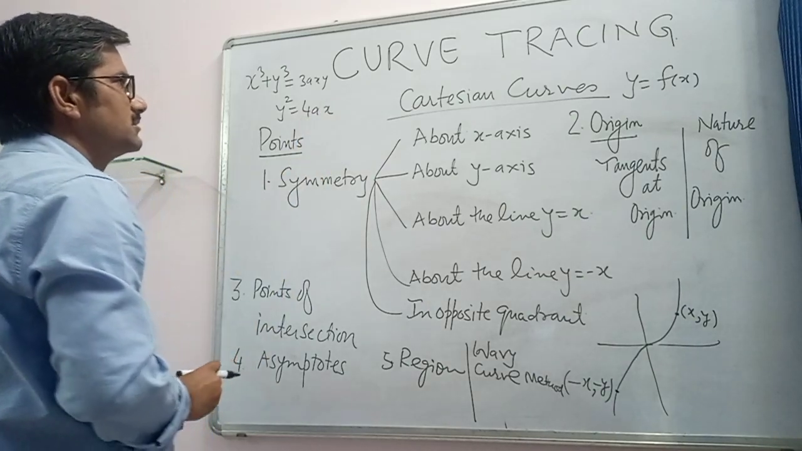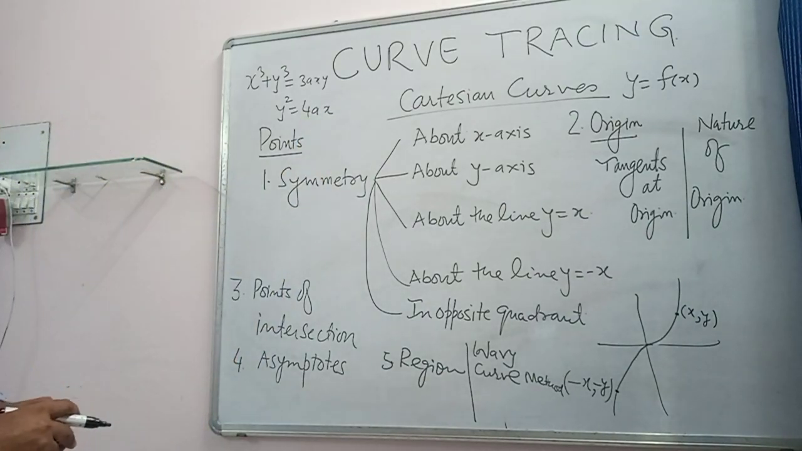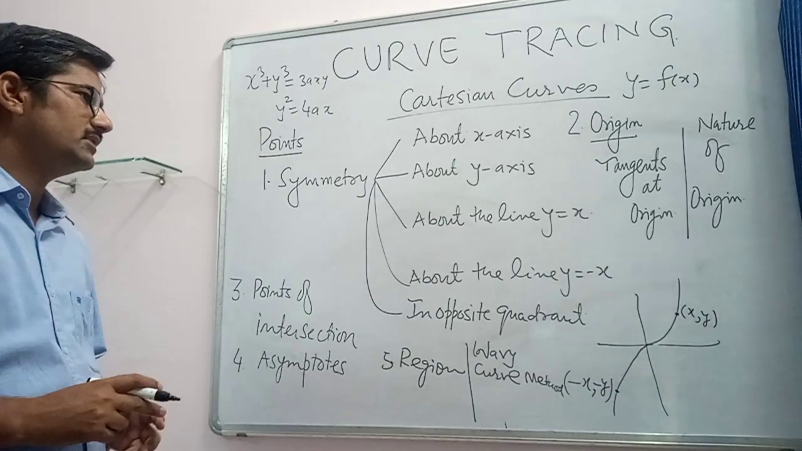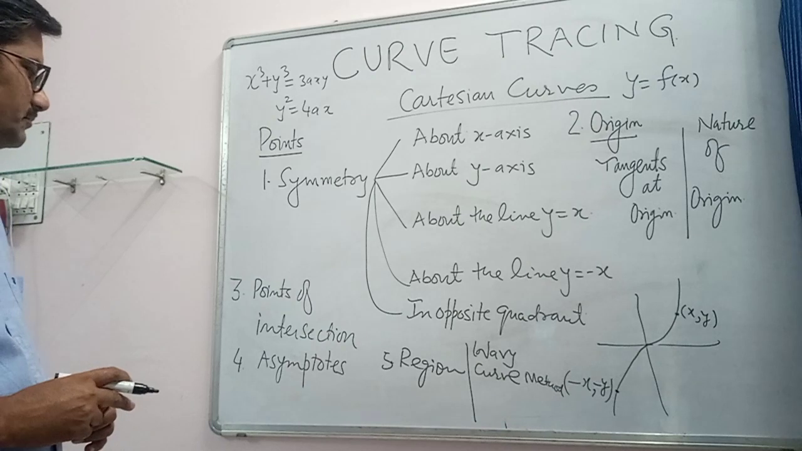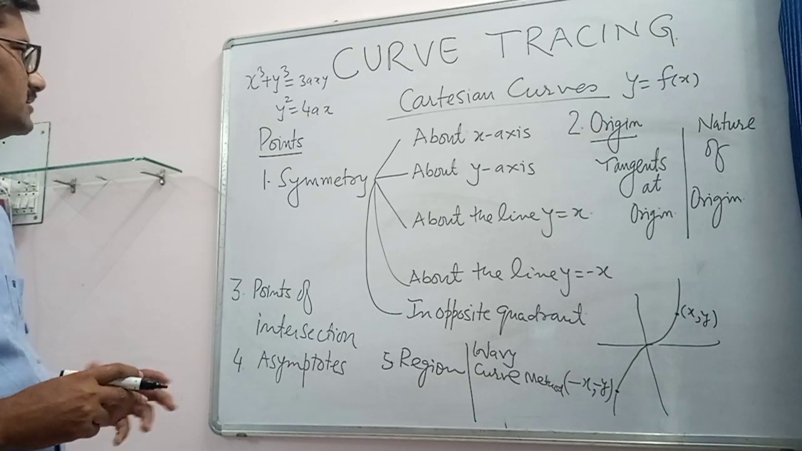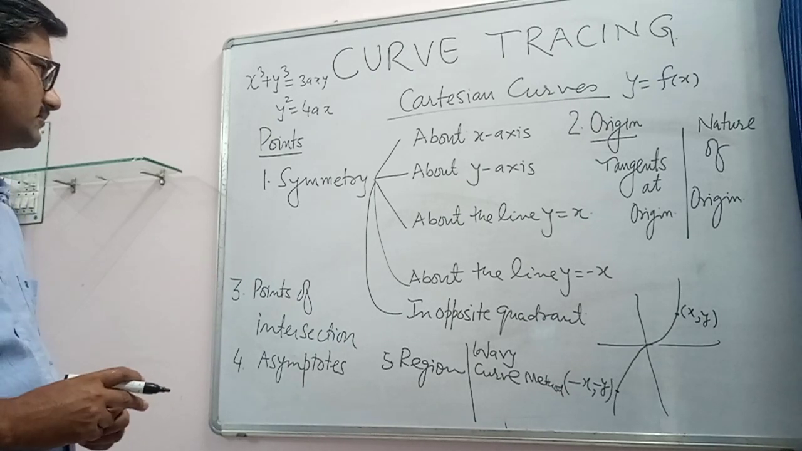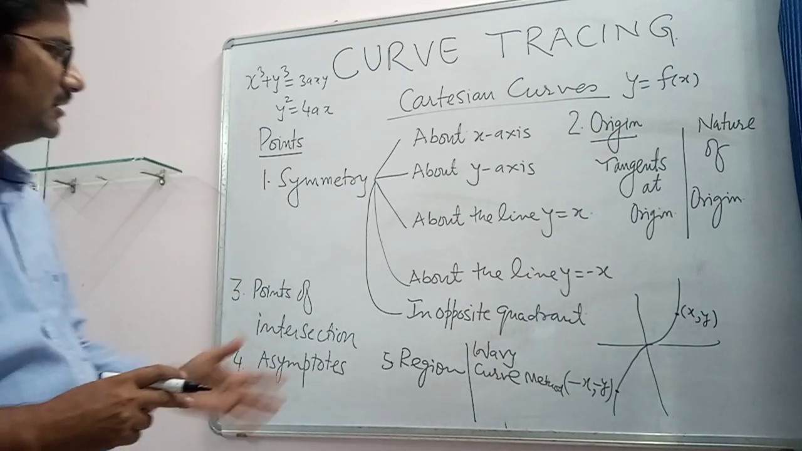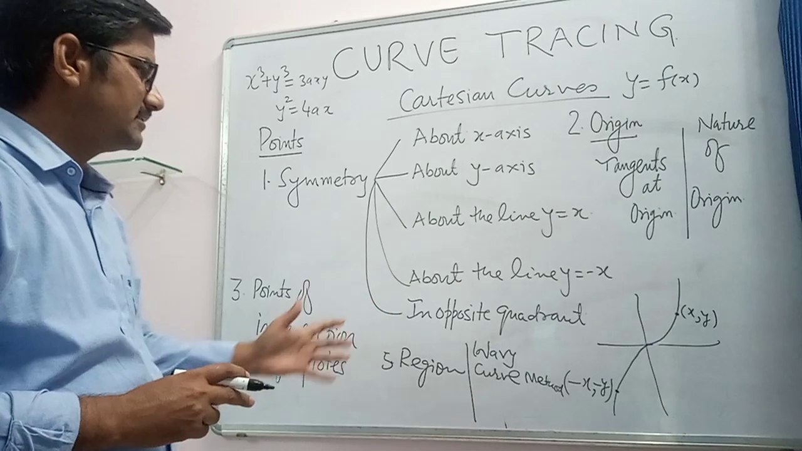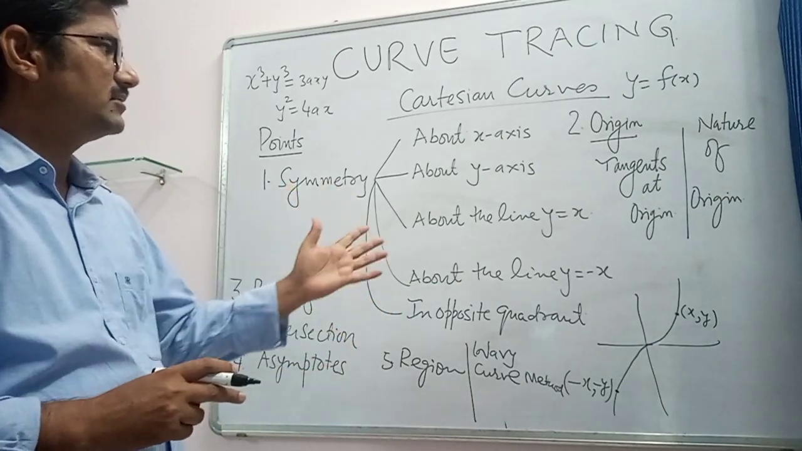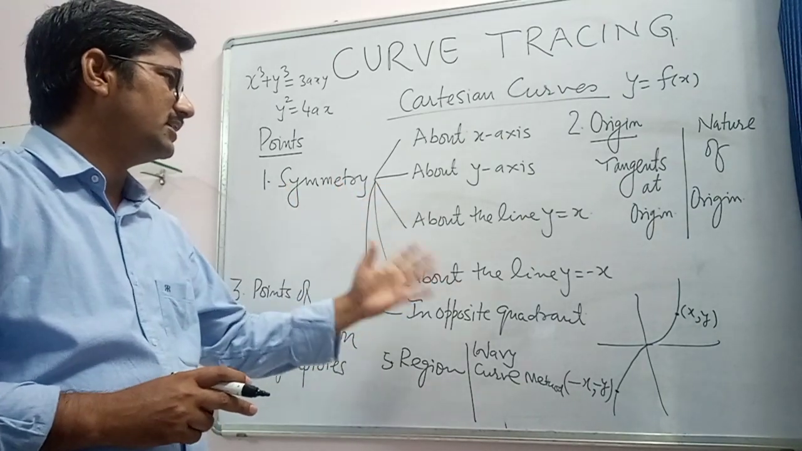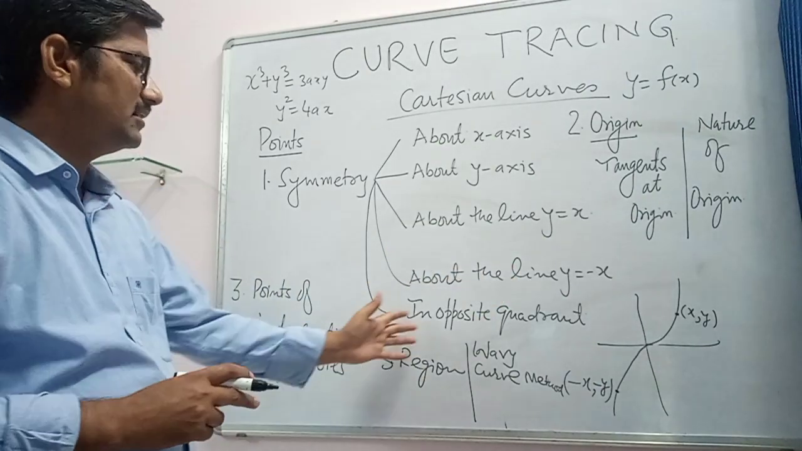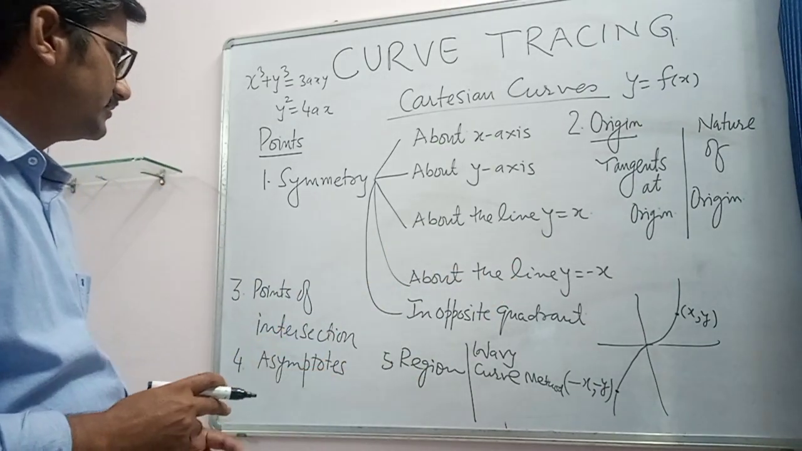So we can write many examples of Cartesian curves. To discuss the tracing of the curves, we will go through some important points on the basis of which we can trace a Cartesian curve. The first point is the symmetry. We can check whether these symmetries exist in the curve: about the x-axis, about the y-axis, about the line y equal to x, about the line y equal to minus x, and symmetry in opposite quadrants.